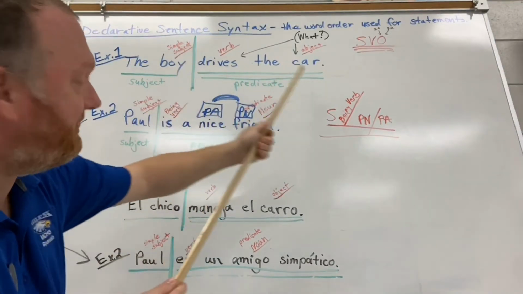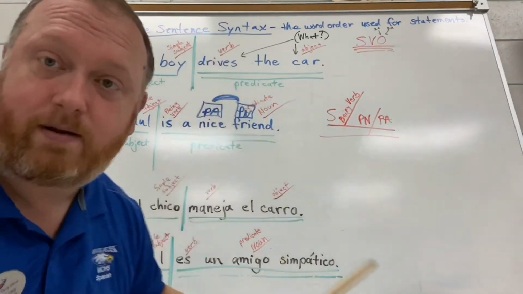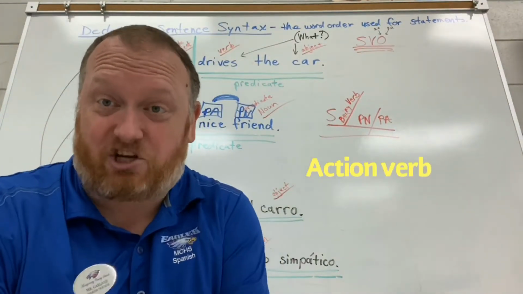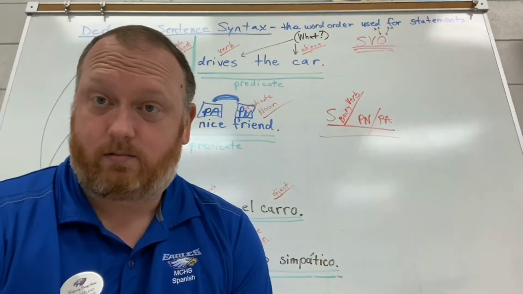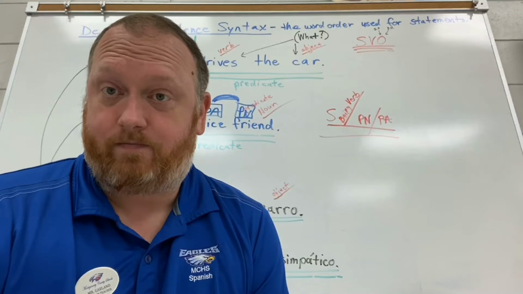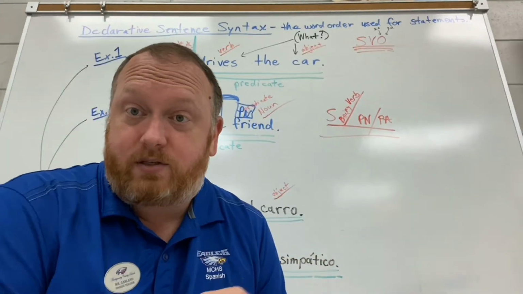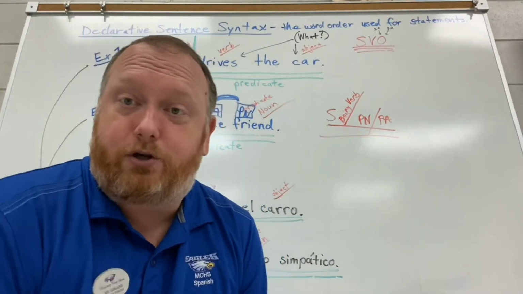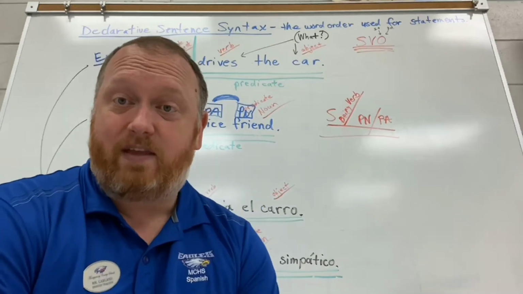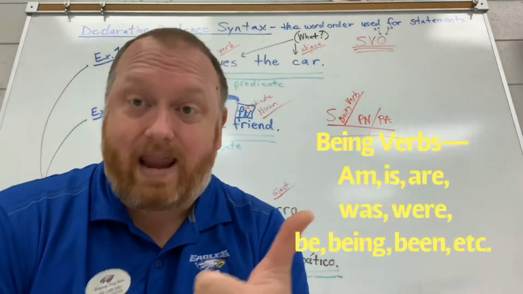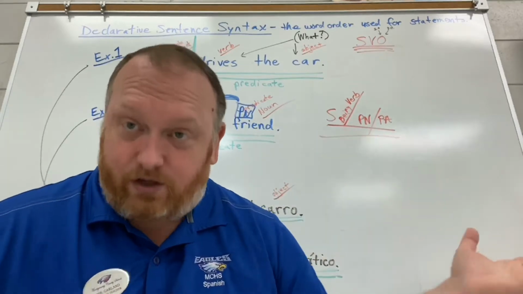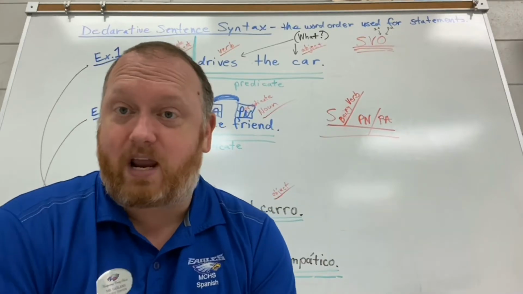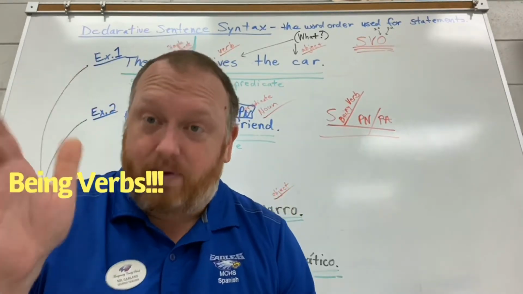All right, on the predicate side of the sentence, we have the verb drives. What kind of verb is it? It's an action verb. Drives is an action. What other kinds of verbs are there? Generally there are action verbs and being verbs. Action verbs are like drive, walk, run, or do, something that has an action. Being verbs are like am, is, are, was, were, be, being, been, and there are others. Those are the two main kinds of verbs: action verbs and being verbs.